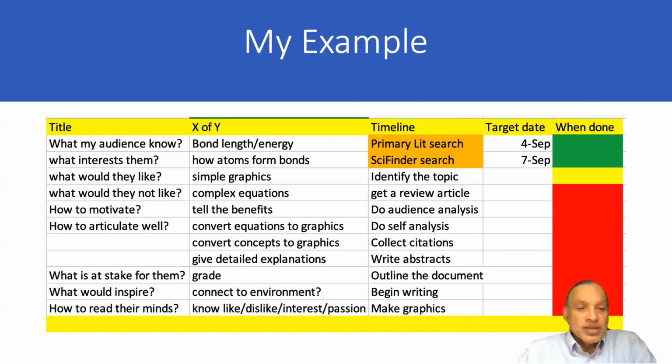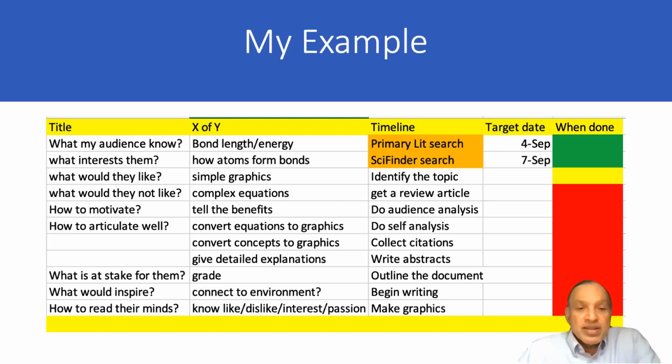One column has the kinds of things that we want to ask, questions. I work best by question and answer, because that gives me a nice way to connect things and ask more questions and so on. And then here is the answer relating to that question. And then some timeline. So as I was saying, primary search, secondary search, identify the topic, and finally finalize the topic. You have a target date, 4th September, primary search was done. SciFinder we did on the 7th of September. When done, you mark it green, which means I've done these two tasks, so finish those two items here.